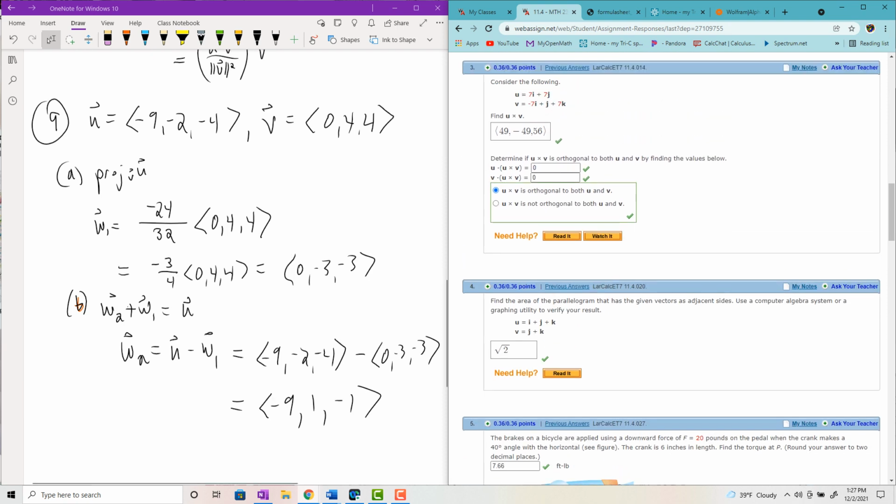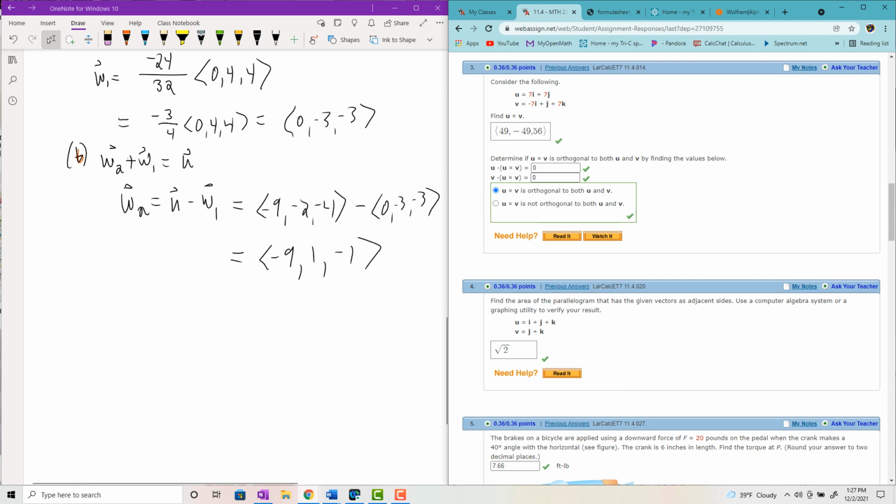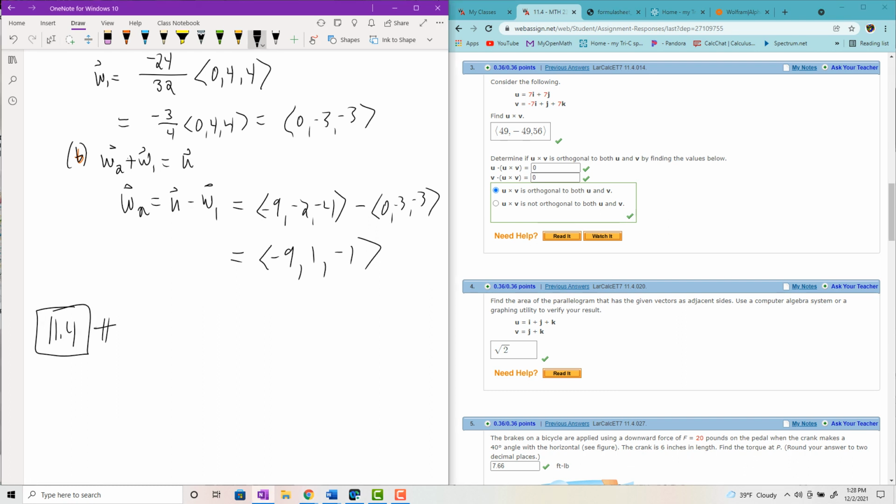Number 4, of course I won't give you that, I'll give you a variation on it. But anyways, 11.4, something like number 4. Be able to do that. So I'll give you two vectors, and you have to find the area of the parallelogram with these vectors as adjacent sides. The one given here is 1, 1, 1, and then the v vector 0, 1, 1.